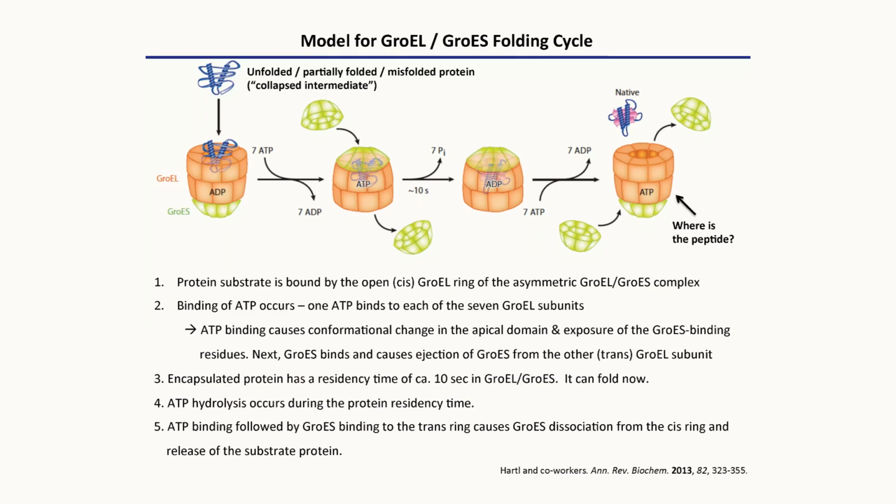Once this polypeptide is encapsulated in this chamber, there's some residency time, and this is often quoted on the order of 10 seconds. Also note here, look what happened at the bottom ring. GroES got ejected. So with GroES binding here, there was ejection of GroES from the bottom and loss of these ADPs. There's ATP hydrolysis during this time. The polypeptide is trying to find its fold. And then look what happens here. We see GroES coming into the bottom. Again, we have release of ADPs, release of GroES, and this polypeptide kicked out, which may or may not be in its native fold.